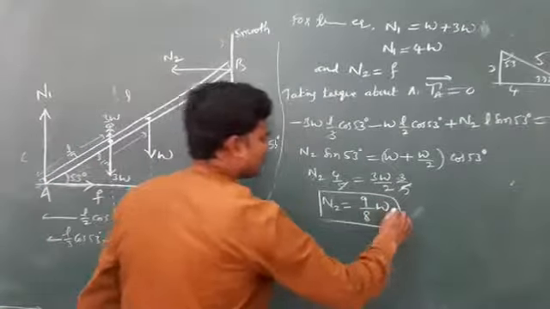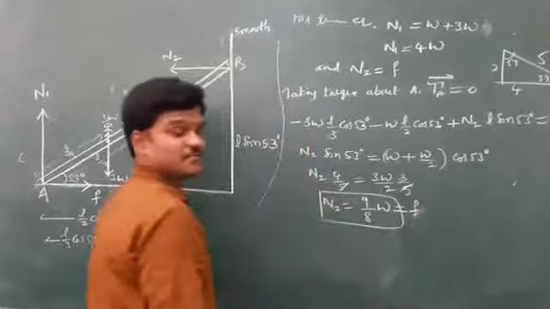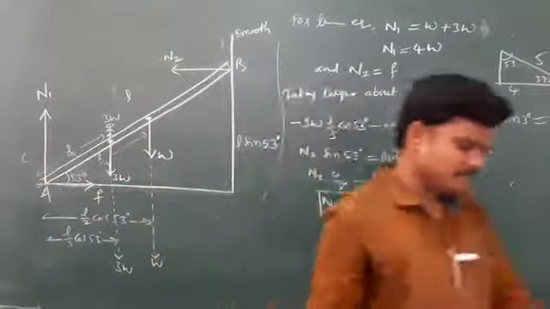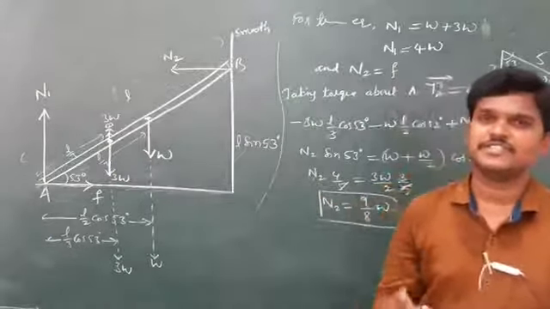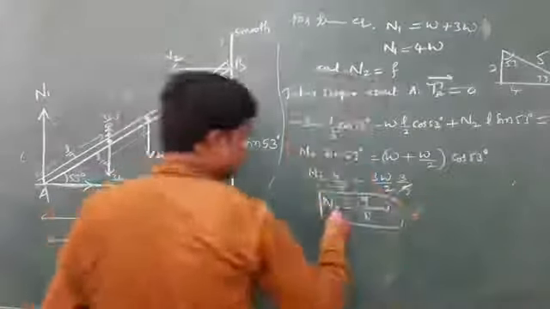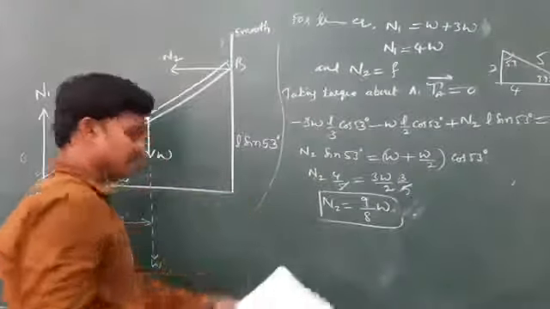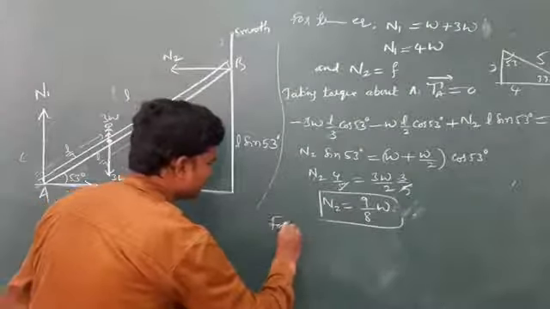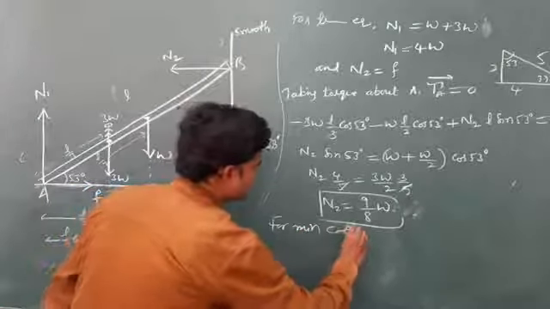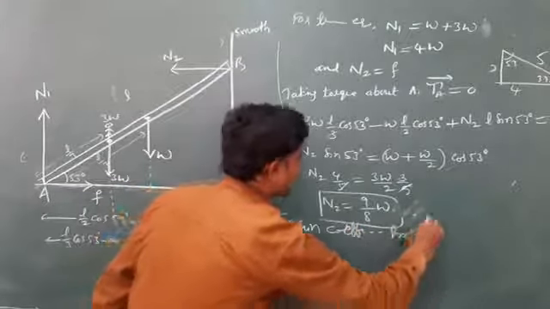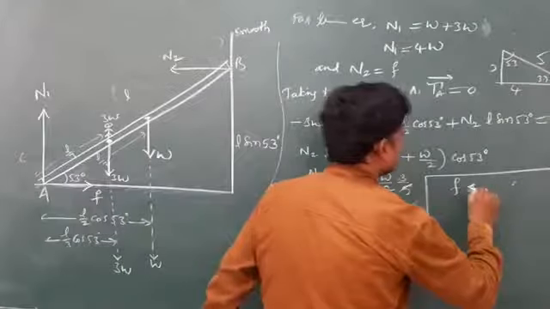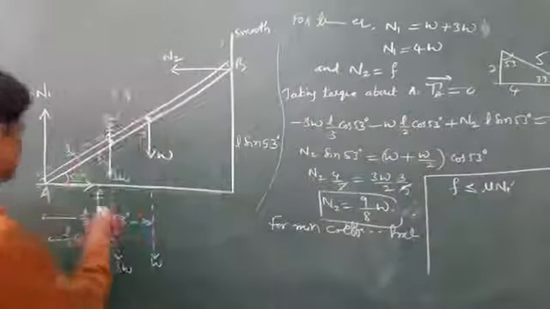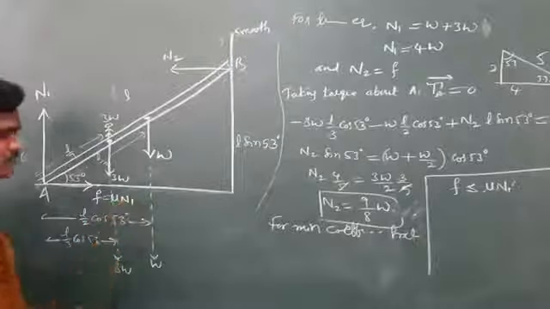And see, N2 is this much, of course, this is equal to F, the frictional force. But they are asking for the coefficient of friction needed to prevent slipping. So the minimum coefficient of friction needed. Anyhow, this is equal to F, and they are asking for the minimum. So for the minimum coefficient of friction, F must be less than or equal to mu N1. F is nothing but mu N1. Target is mu.